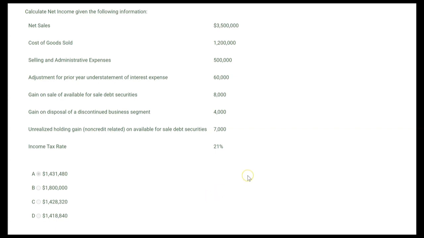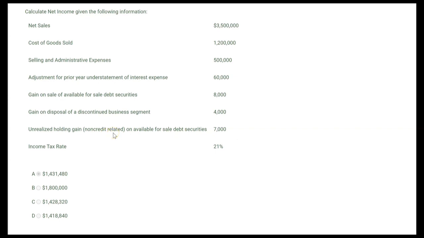But Darius, what about these other items? We didn't do anything with the unrealized holding gain, non-credit related, they say, on available for sale debt securities. So that $7,000 goes on OCI, not on the income statement. What if it was credit related? Well, if it was credit related, then we would have included it as part of net income, because then at some point in the past, the $7,000 would have been recognized as a credit loss on the income statement, but they're saying that didn't happen.